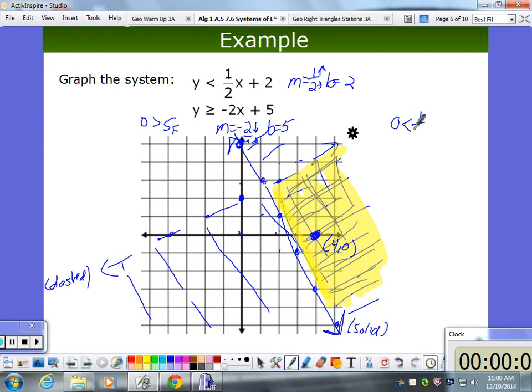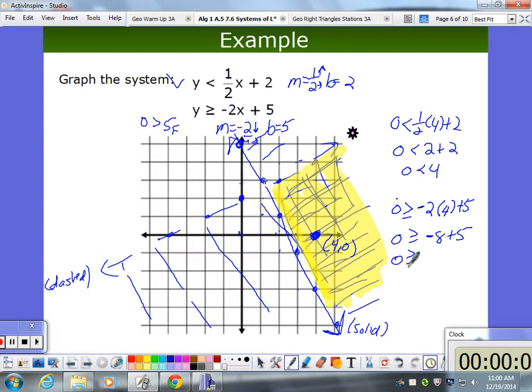So 0 less than half of 4 plus 2. That's the first inequality, right? So 0 less than 2 plus 2 is 0 less than 4. So it works in this inequality. Now test this one. Again, I'm using 4, 0. Is 0 bigger than or equal to negative 2 times 4 plus 5? Is 0 bigger than or equal to negative 8 plus 5?